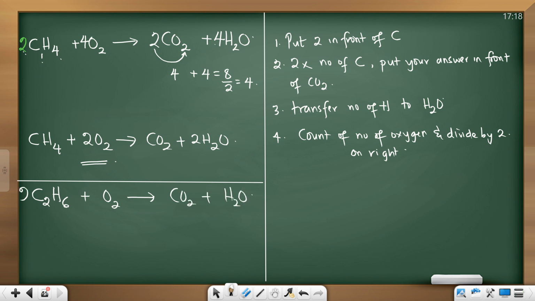What do I do? Start with the 2. 2 times 2 would give me what? 4. I'm going to put that 4 there. What's my next number? I'm done with the 2. What's my next number? 6. Copy and paste. Now go to the right. 4 times 2, 8. Plus 6, 14. Divided by 2, 7. And I'm done. It's balanced.